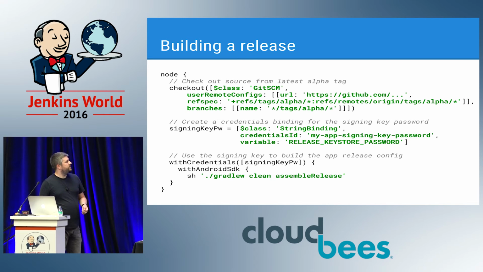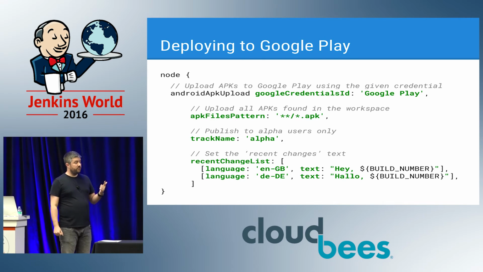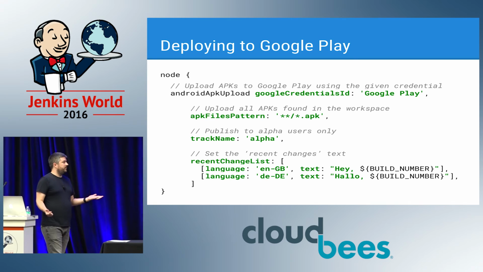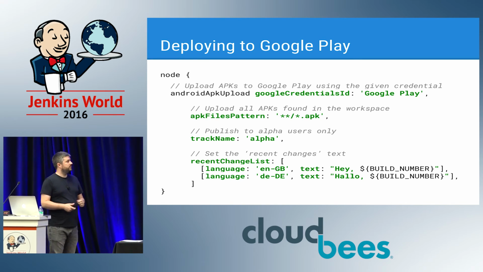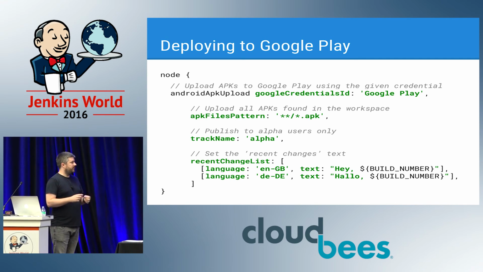So continued, I now have my APK. It's been built. It's been signed with the release password. And now I'm ready to upload to Google Play. So it's a single step. We have this Android APK upload. Once again, for Google Play, I've linked my Google Play account with Jenkins. So once again, I have a credential that's called Google Play in this case.